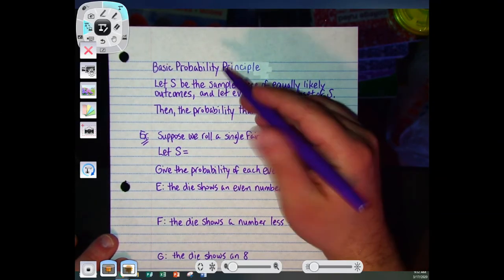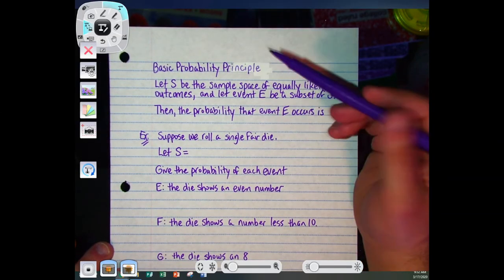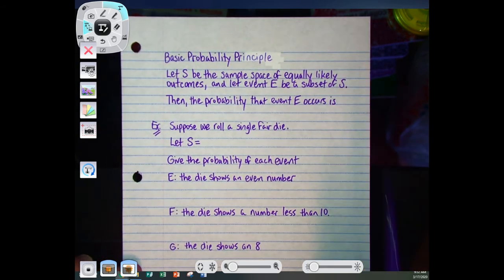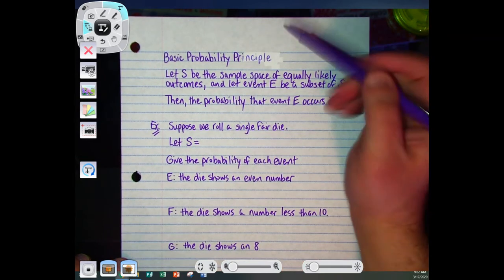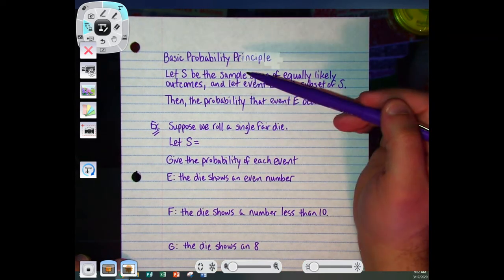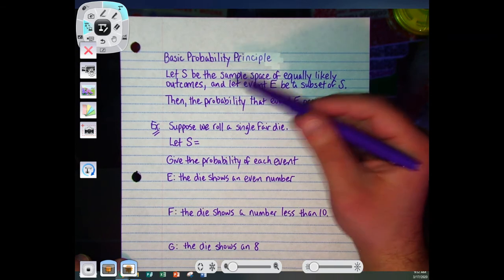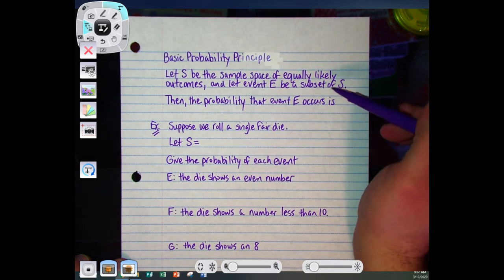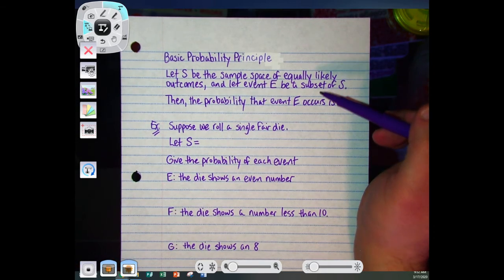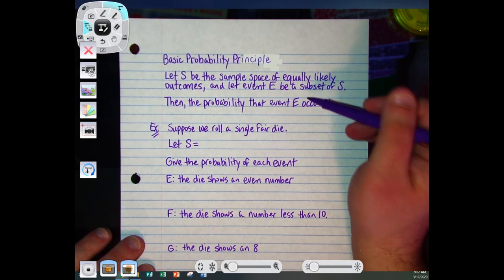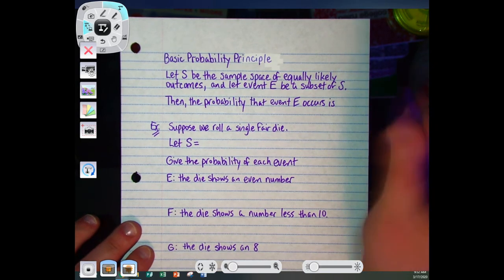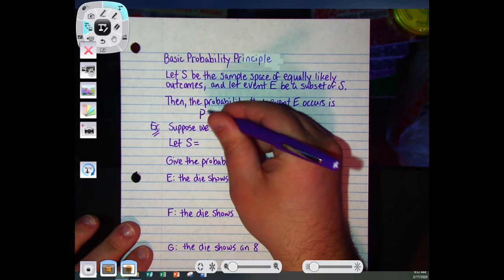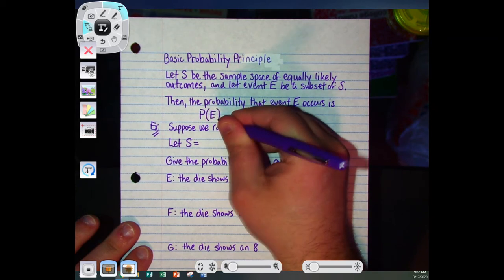Okay, so for the second part of section 7.3, this is where we're going to talk about the basic probability principle. With that said, we let S represent the sample space of equally likely outcomes, and E is an event that is a subset of S. So the probability that event E would occur, and we usually denote probability with a capital P, and then we write in parentheses the event.